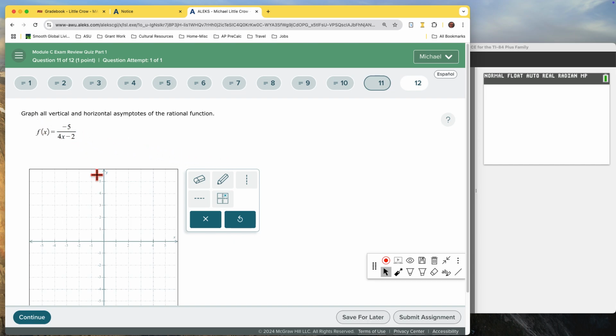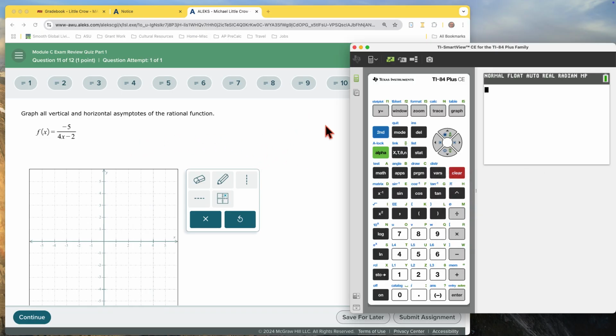Okay, so we just want to graph not the function, just the vertical and horizontal asymptotes. Here's a horizontal asymptote, there's a vertical asymptote. Now, I'm going to encourage you again to use the graphing calculator. I'll show you a neat little trick.